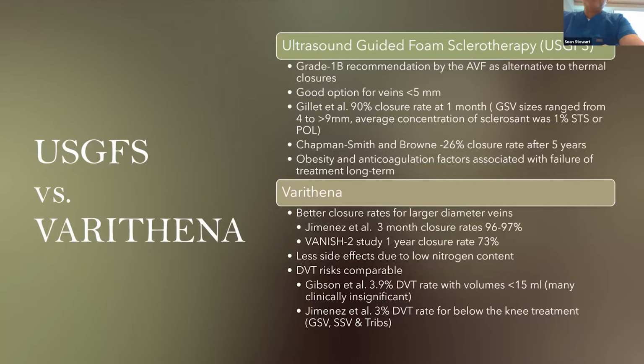Varithena is more effective at closing larger diameter veins, and it also has a better long-term closure rate and less side effects due to its low nitrogen content. In one study, after foam sclerotherapy of the GSV, 5-year closure rates were only about 26%. Treatment failure was seen more commonly in obese patients and patients on anticoagulation, so keep that in mind.